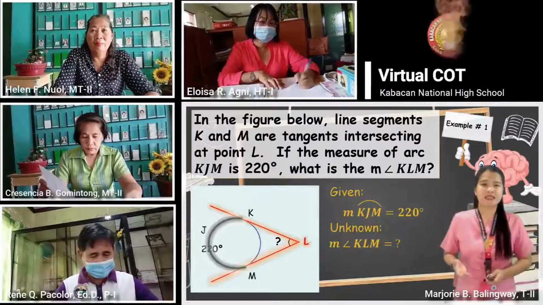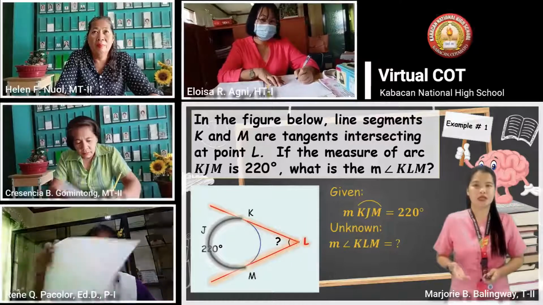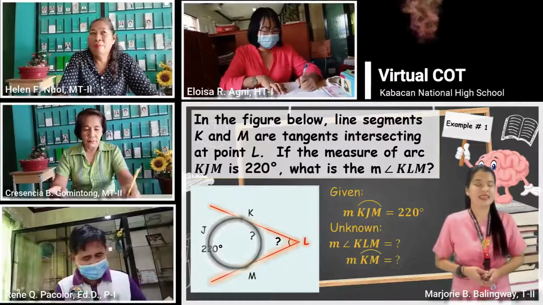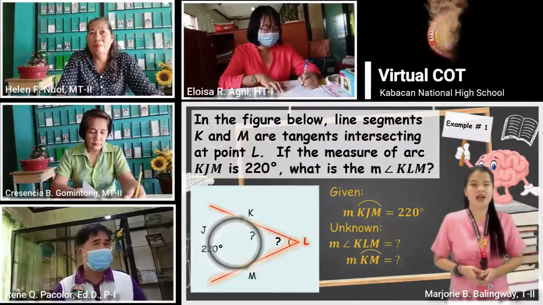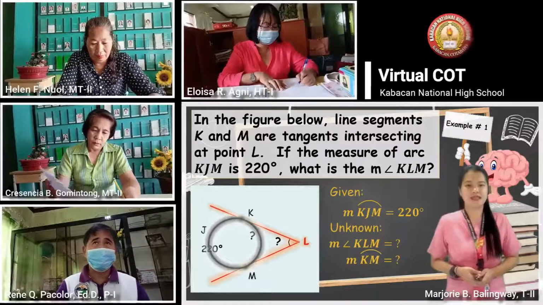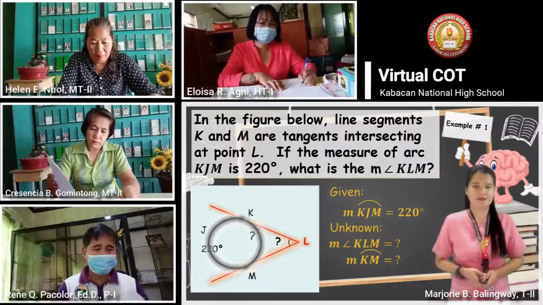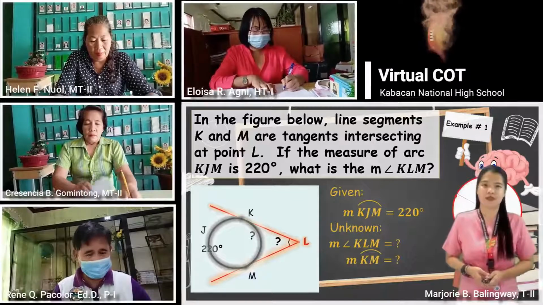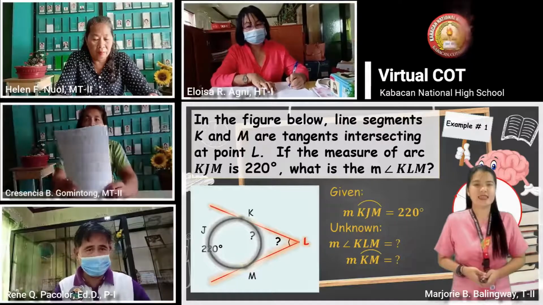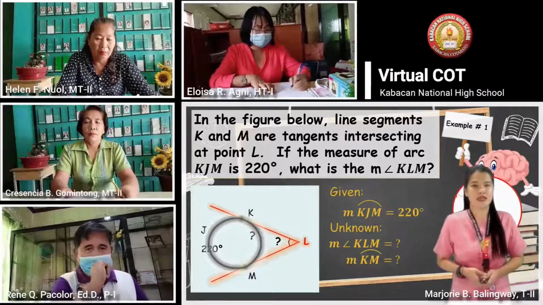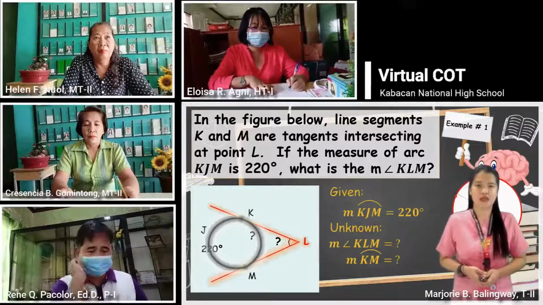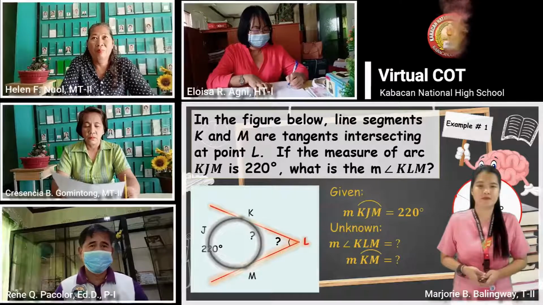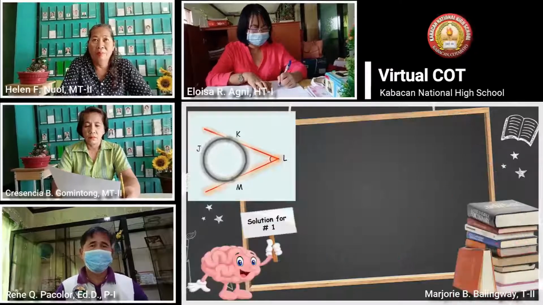First, let us identify what are the intercepted arcs of angle KLM. Correct. The intercepted arcs are arc KJM and arc KM. What is the degree measure of arc KJM? Yes, it is 220. How about the degree measure of arc KM? Do you know the measure of arc KM? How will you find it?